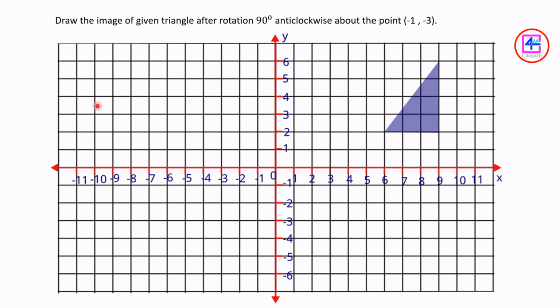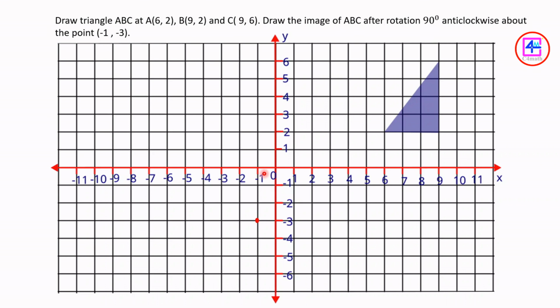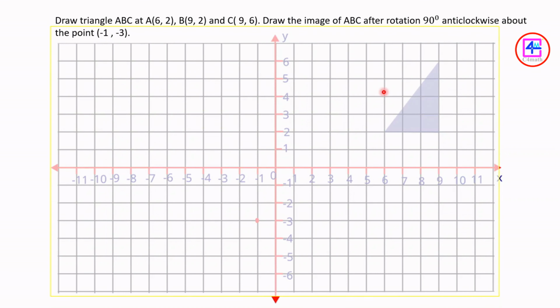Another example: draw the image of the same triangle after 90-degree rotation. Here the direction is opposite, anti-clockwise, about the point (-1, -3). The center has changed. First we can mark the center (-1, -3). It is here, (-1, -3). Then use tracing paper. First draw the triangle. After that mark the center point.